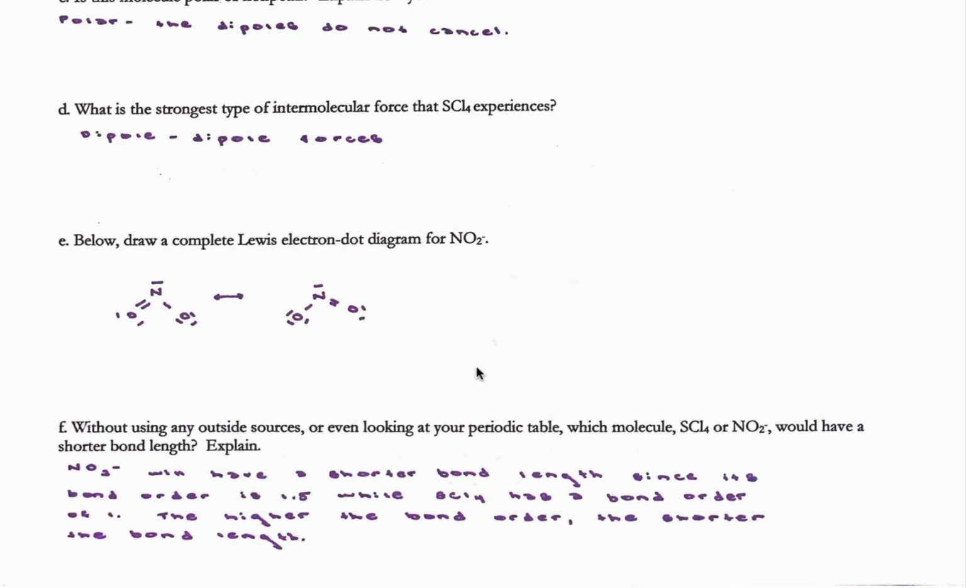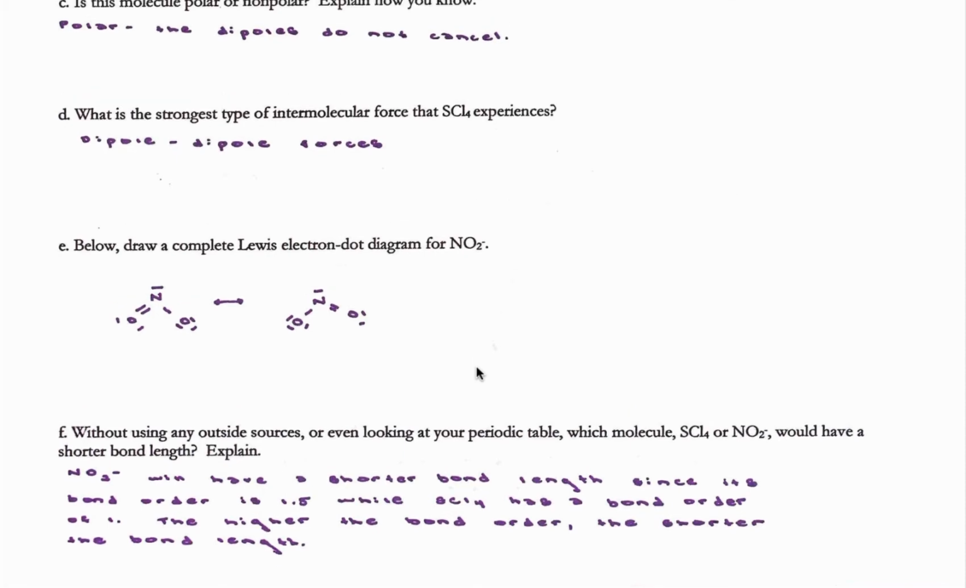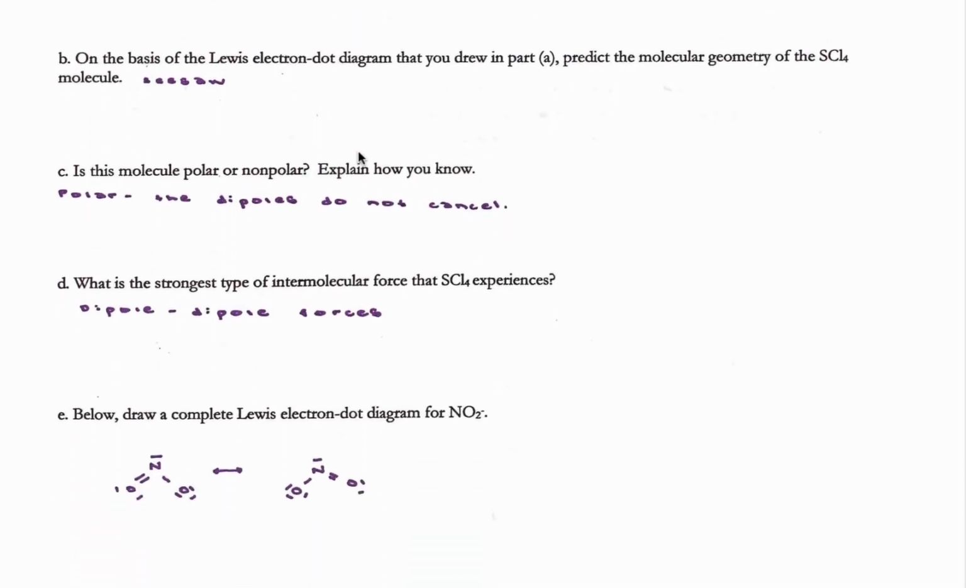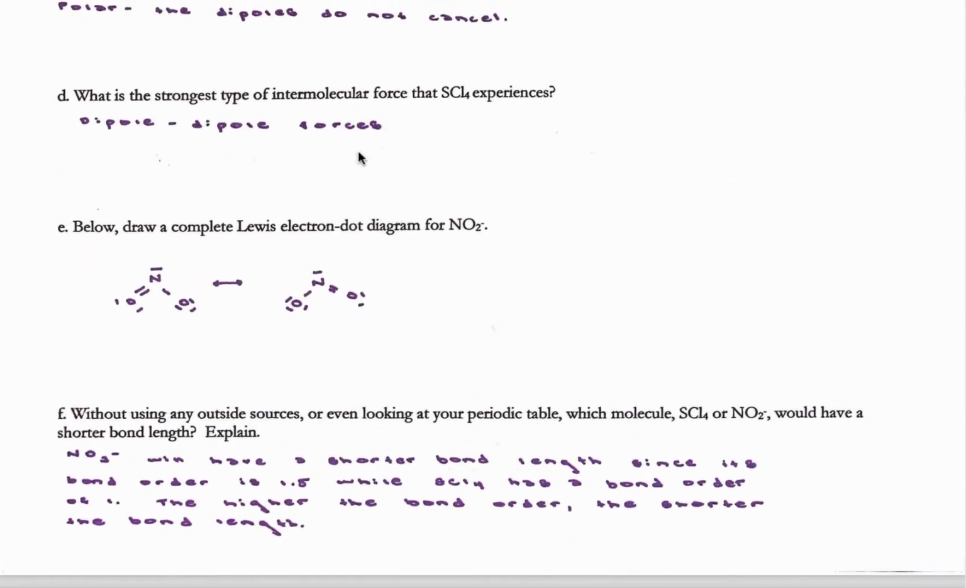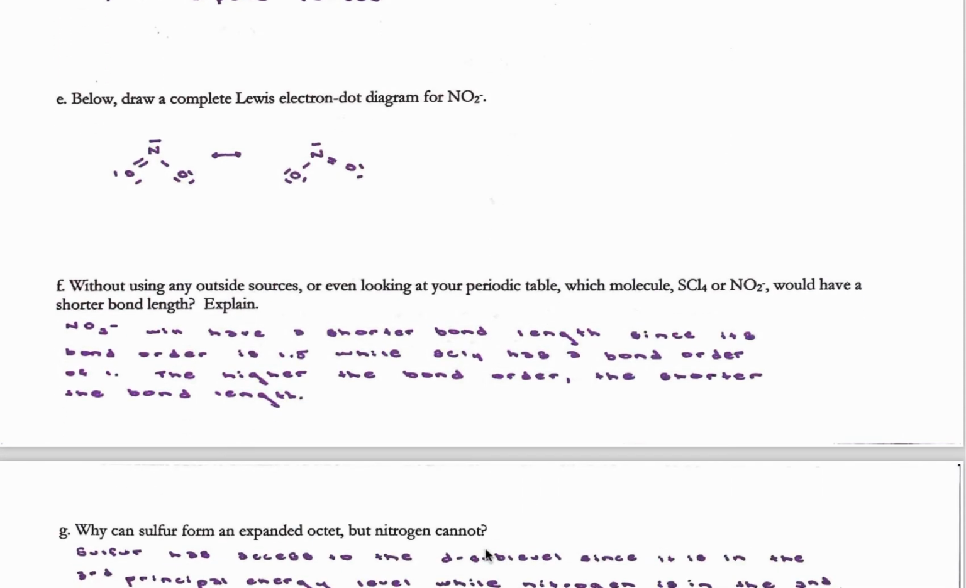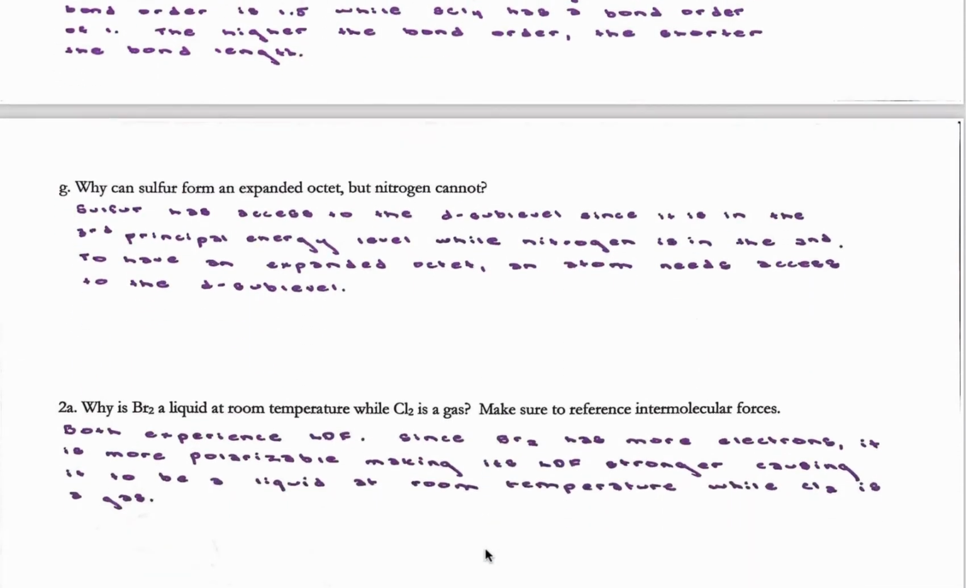Okay. For F, without using any outside sources or even looking at your periodic table, which molecule, SCl4 or NO2-, would have the shorter bond length? So what it's wanting you to note is if you look, SCl4 has only single bonds, while NO2-, if I were to average these two bond lengths, so 2 plus 1, and divide that by 2 to get the bond order, that would be a bond order of 1.5. So since NO2- has a bond order of 1.5, while SCl4 only has a bond order of 1, that means that NO2- is going to have a shorter bond length. Okay, because the higher the bond order, the shorter the bond length.